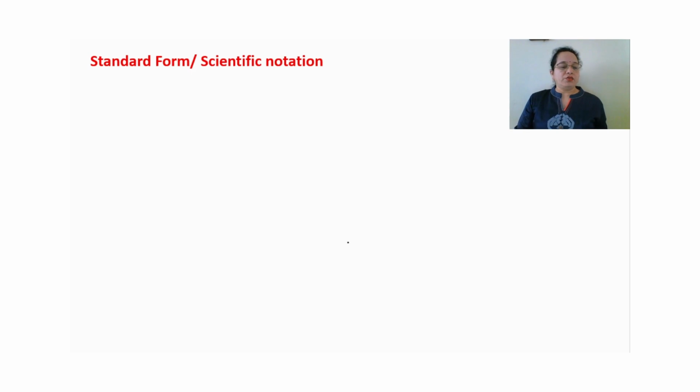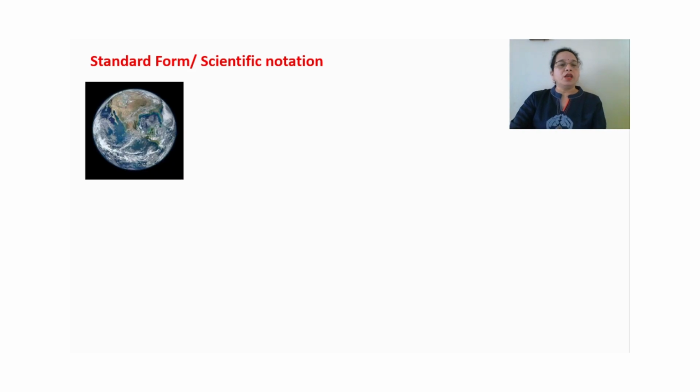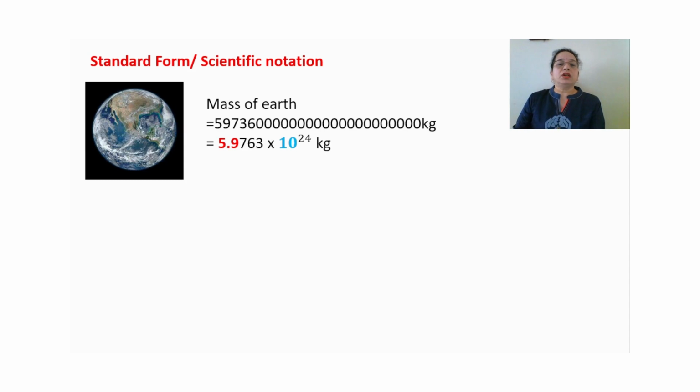So let us start with today's topic. My today's topic is standard form or scientific notation. Here you can see a picture of the earth, and the mass of the earth is a very huge number, but with the help of scientific notation we can easily read and write the number, that is 5.9763 into 10 raised to the power 24 kg.